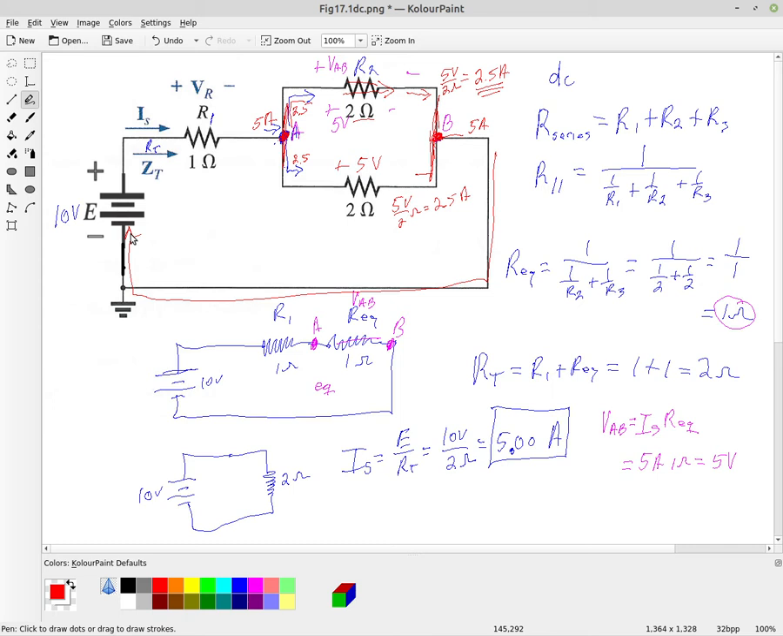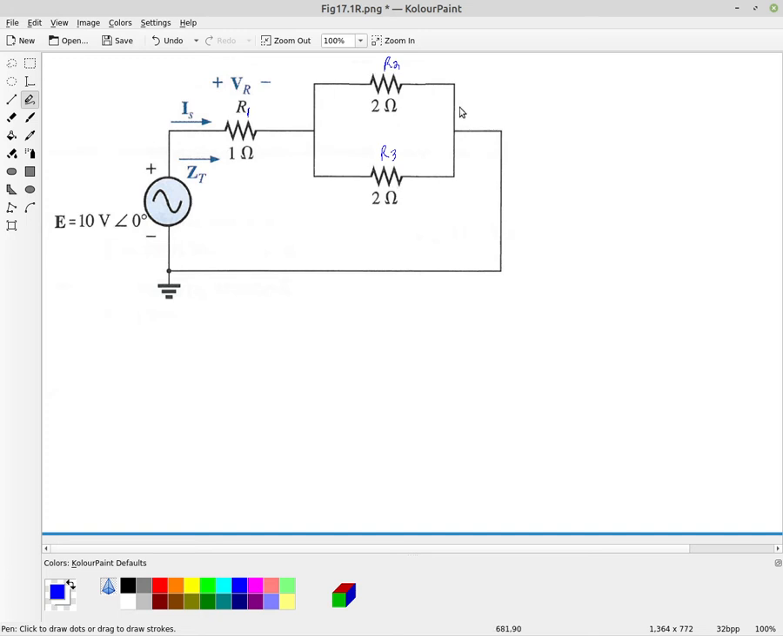Okay, so we had a total equivalent resistance of 1 ohm for this parallel branch. We had a total resistance for the entire circuit of 2 ohms. We had a total supply current of 5 amperes. And we had 2.5 amperes running through each of those resistors. So now we have the exact same circuit.